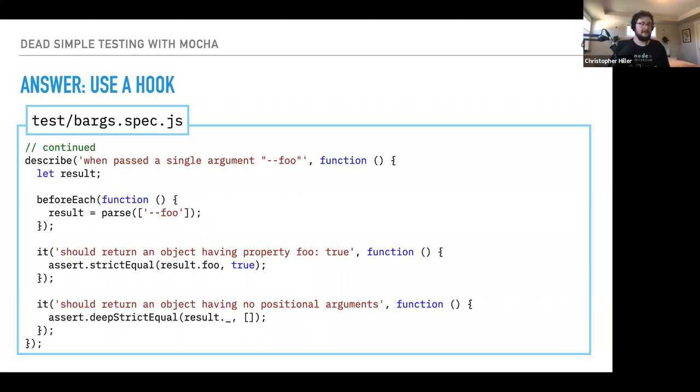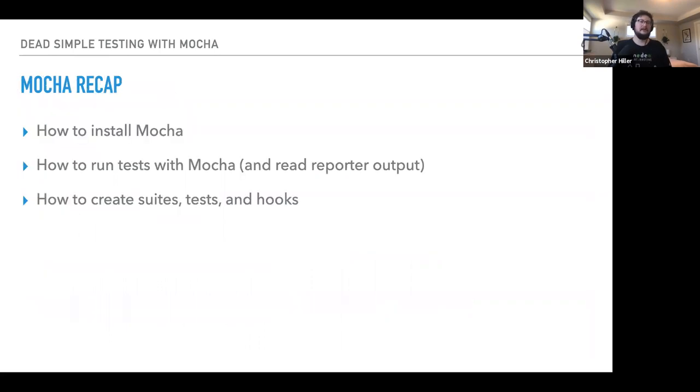So that is how to use a hook in Mocha. beforeEach will run before every test. afterEach will run after every test. There's also before and after, and you can check out the docs at mochajs.org to get more information about how to use them. In this section, I have covered how to install Mocha, how to run tests with Mocha, how to configure your package.json to run Mocha when we call npm test, and finally, how to create tests, suites, and hooks in Mocha and the definitions thereof.